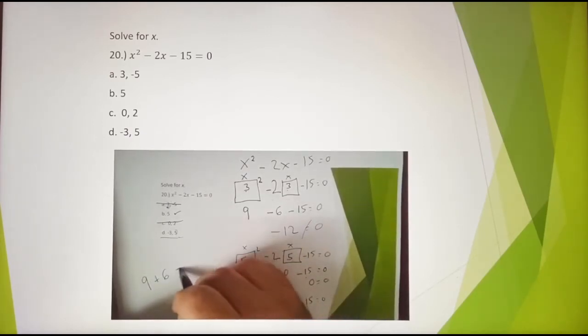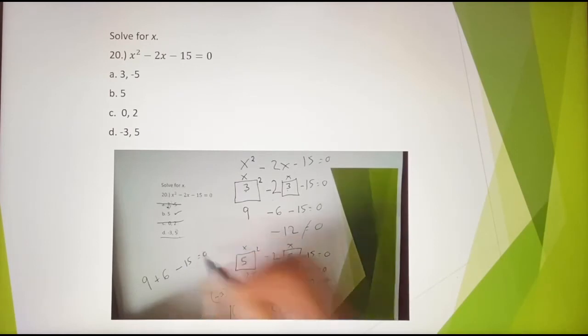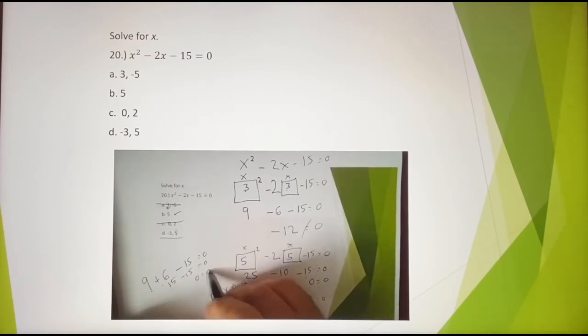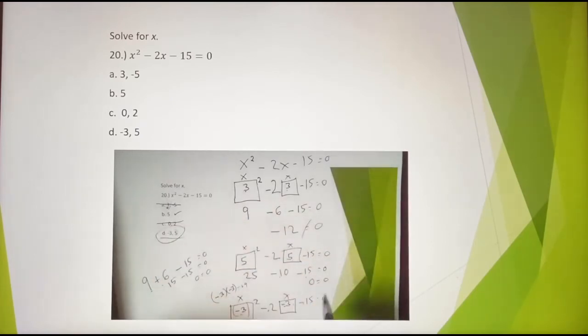And then I've still got my negative 15 equals 0. So I add them up. 9 plus 6 is 15. Minus 15 equals 0. So 15 minus 15 is 0. 0 equals 0. So we know that one is correct as well.